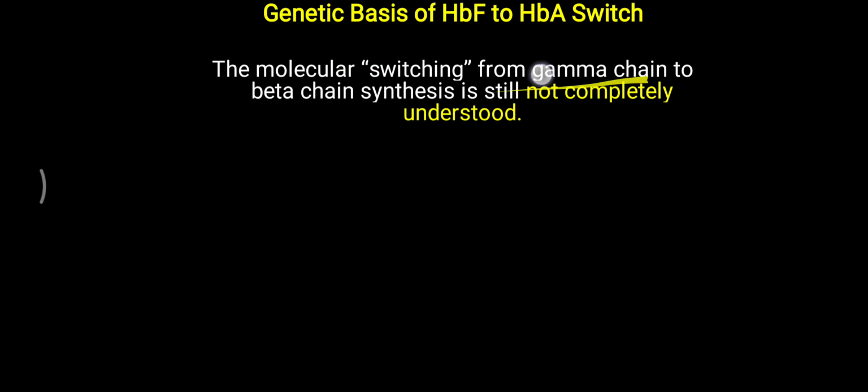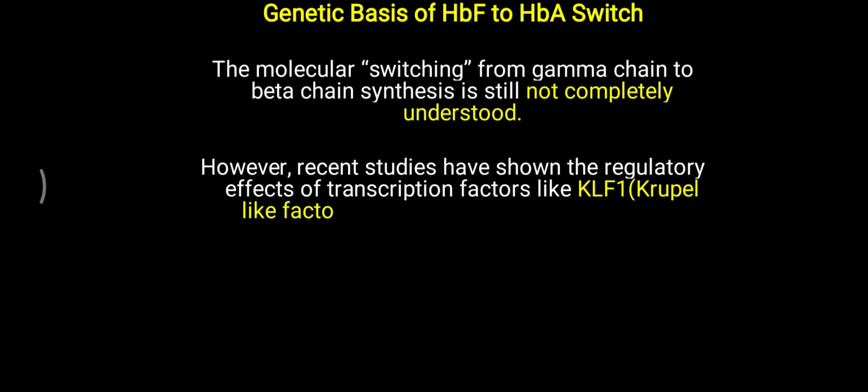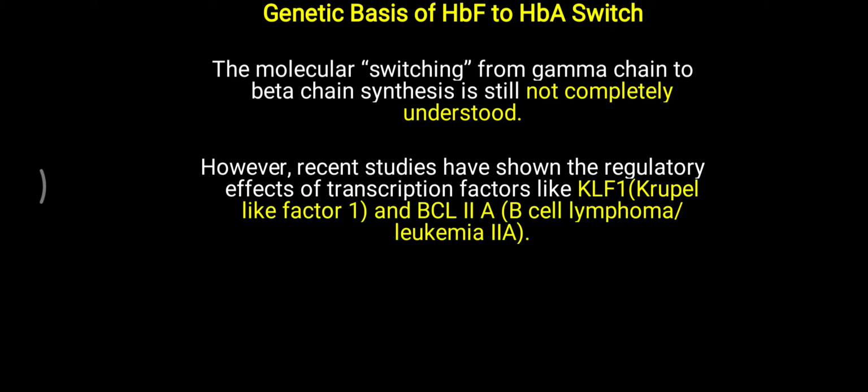So if we are able to understand this switching of the gamma chain to the beta chain, that will give an idea about the switching of fetal hemoglobin to adult hemoglobin. That is not completely understood, but some theories suggest a switching procedure. Recent studies have shown the regulatory effect of transcription factors like KLF1, that is Kruppel-like factor 1, and BCL11A, that is B-cell lymphoma or leukemia 11A.